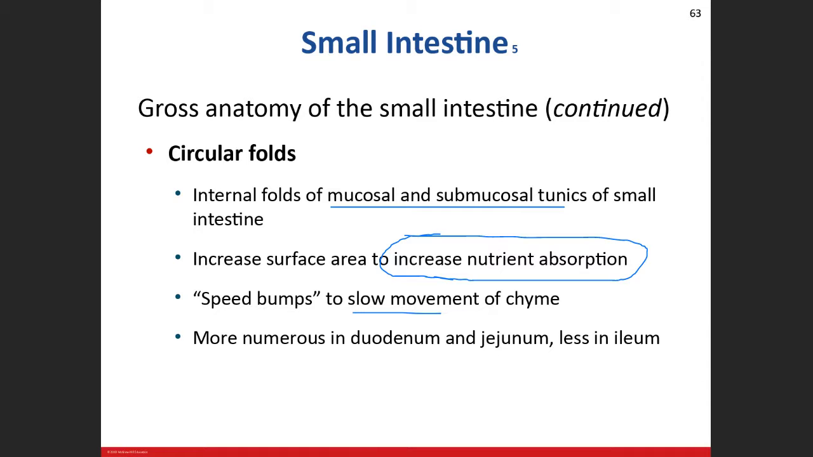And as we move through the small intestine, we start to see them less frequently. They're quite numerous in the duodenum, but down in the ileum we don't see them as much. And then in the large intestine, we have a different internal anatomy altogether.